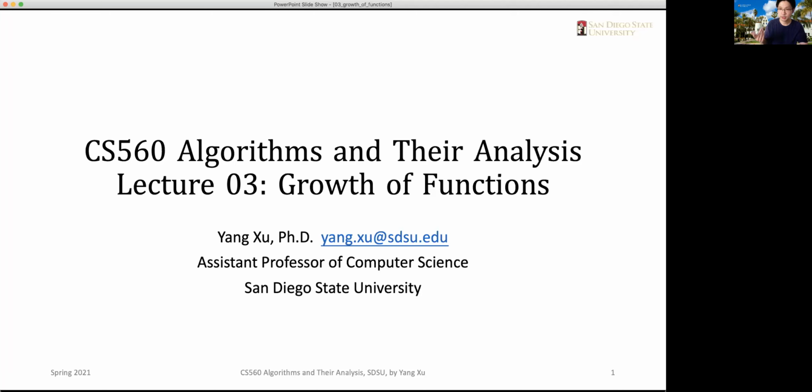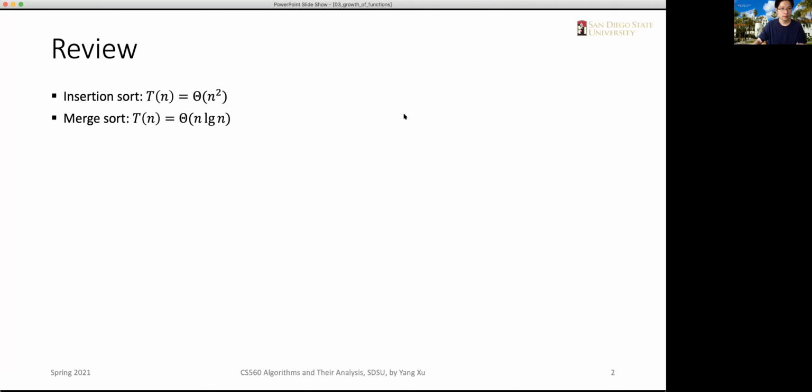And correspondingly we will have lowercase small omega and small O. We will also introduce those. But the three most basic types of asymptotic notations are big theta, big O, and big omega. Okay, let me open the chat. Okay, let's get started.